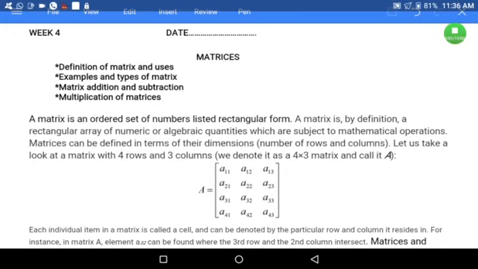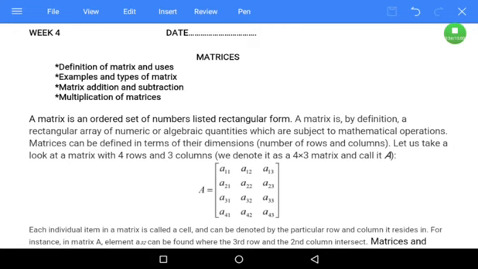Good day and welcome to today's class, where we're discussing something new, that is matrices. Okay, so what is a matrix? A matrix is an ordered set of numbers listed in a rectangle or in a curved bracket. By definition, it is an array of numeric or algebraic quantities which are subject to mathematical operations. Like we carry out operations on numbers, we can also carry out operations on matrices.